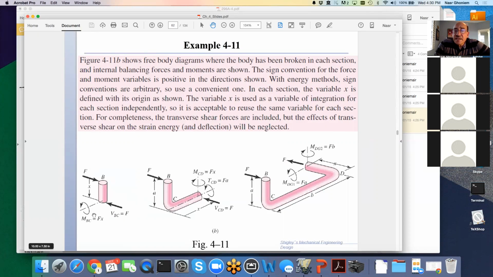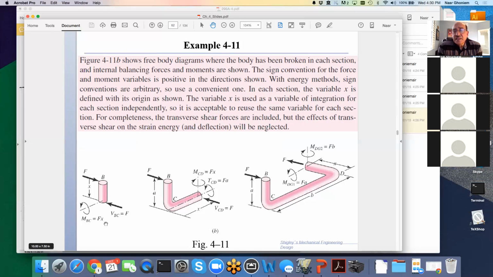And I also must have a moment, and the moment is like a bending moment because this section wants to bend that way. So bending can be going this way. And therefore the reacting moment MBC is going to be rotating in the counterclockwise direction. So the MBC is F times X. So that section here has shear forces on it, and it also has bending moment.